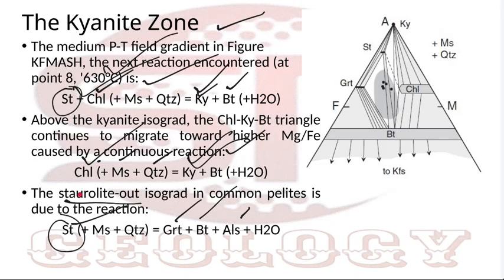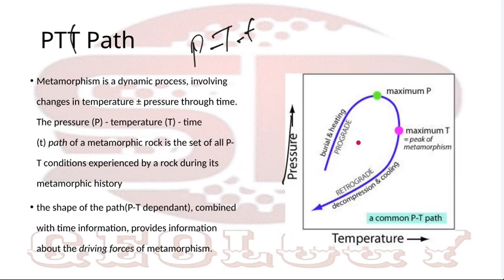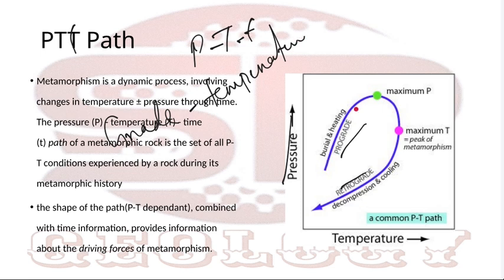In this PTT path, you can see here, this is prograde, this is retrograde. Grade basically represents the temperature. So prograde means increasing temperature, and retrograde means decreasing temperature. This is the temperature line, the x-axis, so temperature is increasing here and decreasing there. This is constant temperature.